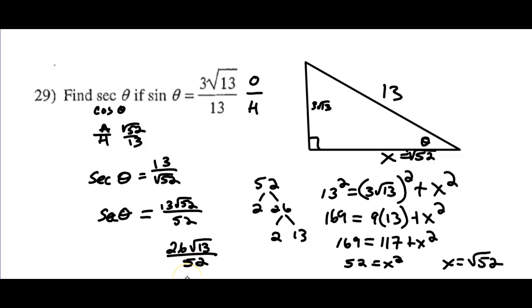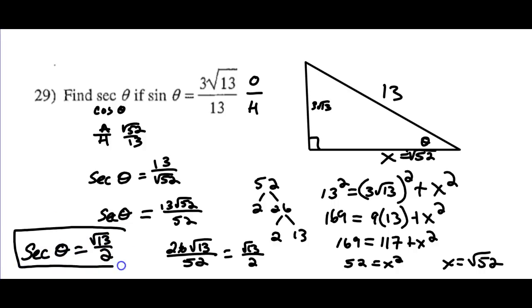Hey, 26 is half of 52. And so all of this reduces to square root of 13 over 2. So the secant of theta is my final answer here. Secant of theta equals the square root of 13 over 2.